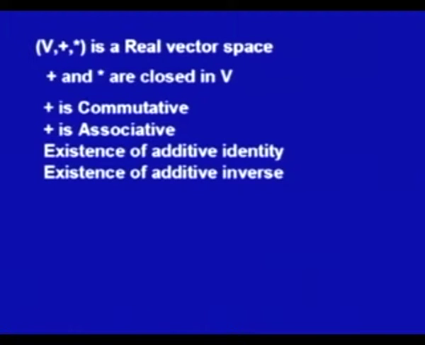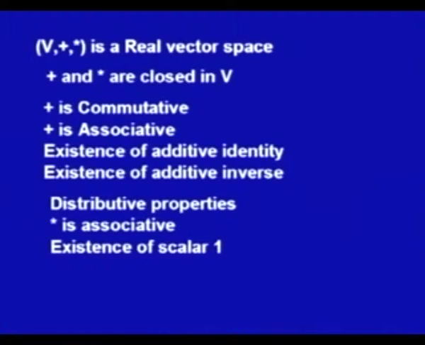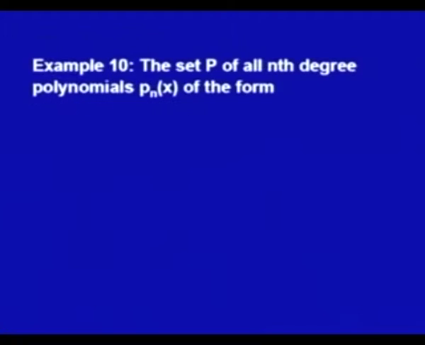in the set V. As far as the scalar multiplication star is concerned, it satisfies distributive properties with respect to vector addition, and star is also associative, and there exists a scalar 1. If all these properties are satisfied, then V, plus, star is a real vector space. We have discussed a number of examples in my earlier lecture. I will continue with a few more examples to fix up the ideas.